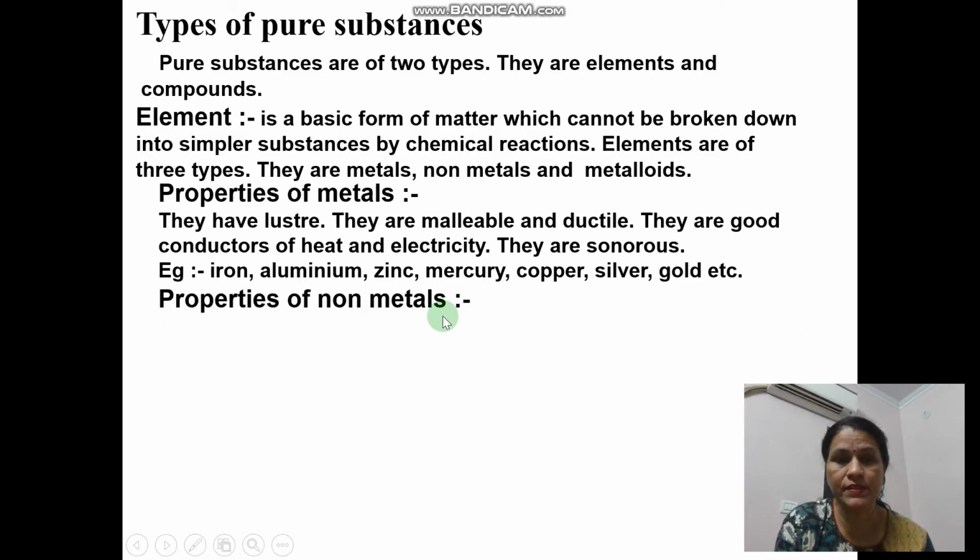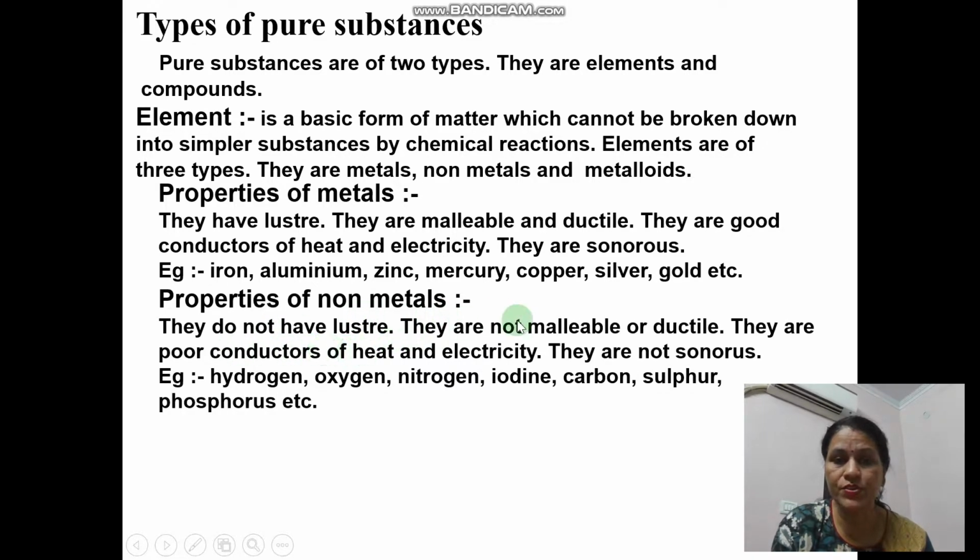Properties of non-metals. They do not have luster, they are non-malleable, non-ductile, they are poor conductors of heat and electricity, they are non-sonorous. Examples: hydrogen, oxygen, nitrogen, etc. All these are examples that you have done in your junior classes also, so we are just quickly revising all these.